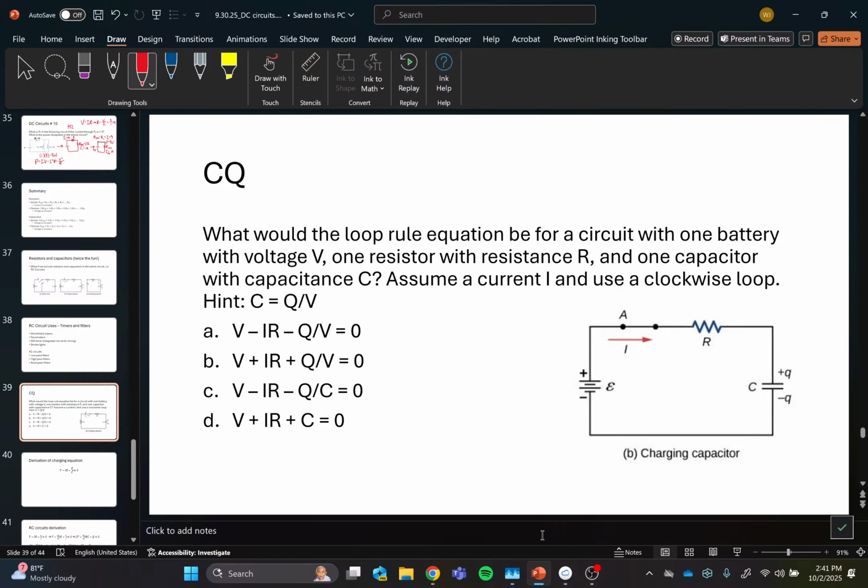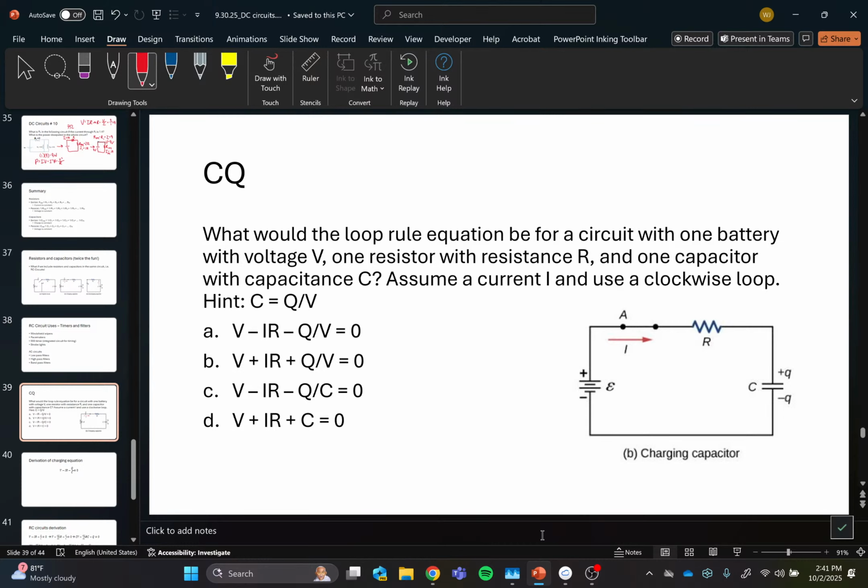What would be the loop rule equation for a circuit with one battery with a voltage of V, one resistor with a resistance of R, one capacitor with a capacitance of C? Assume a current that's shown in the picture. The current I is going clockwise. And remember when we do our loop rule, we both need to assign the direction of current and we got to walk through your circuit. We're going to walk in a clockwise loop.